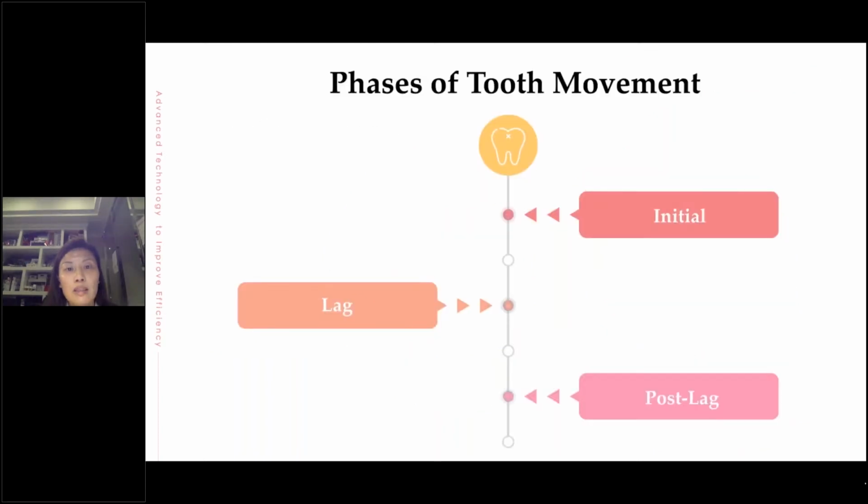So what are the phases of tooth movement? After we talk about the tooth theories, we have to go over the phases of tooth movement. Usually, when we're talking about a tooth moving in a socket after an orthodontic force, there are three phases. One is the initial phase, then it enters the lag phase in which nothing moves, and then the post-lag phase after the hyalinization, and then the tooth moves.